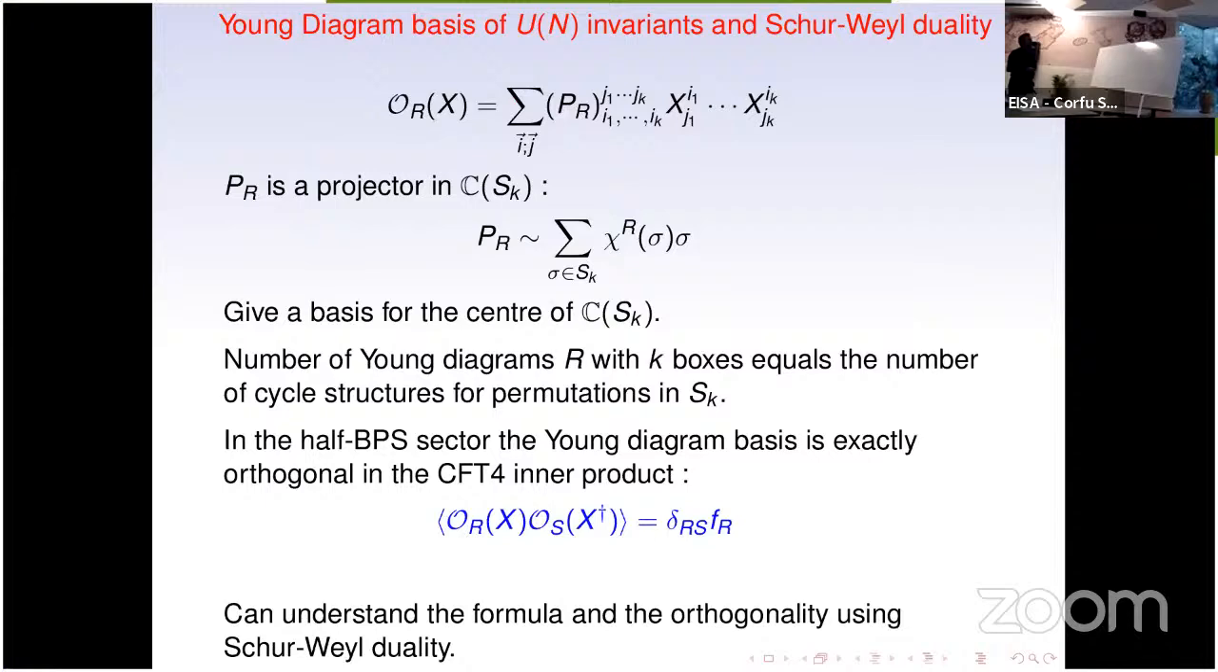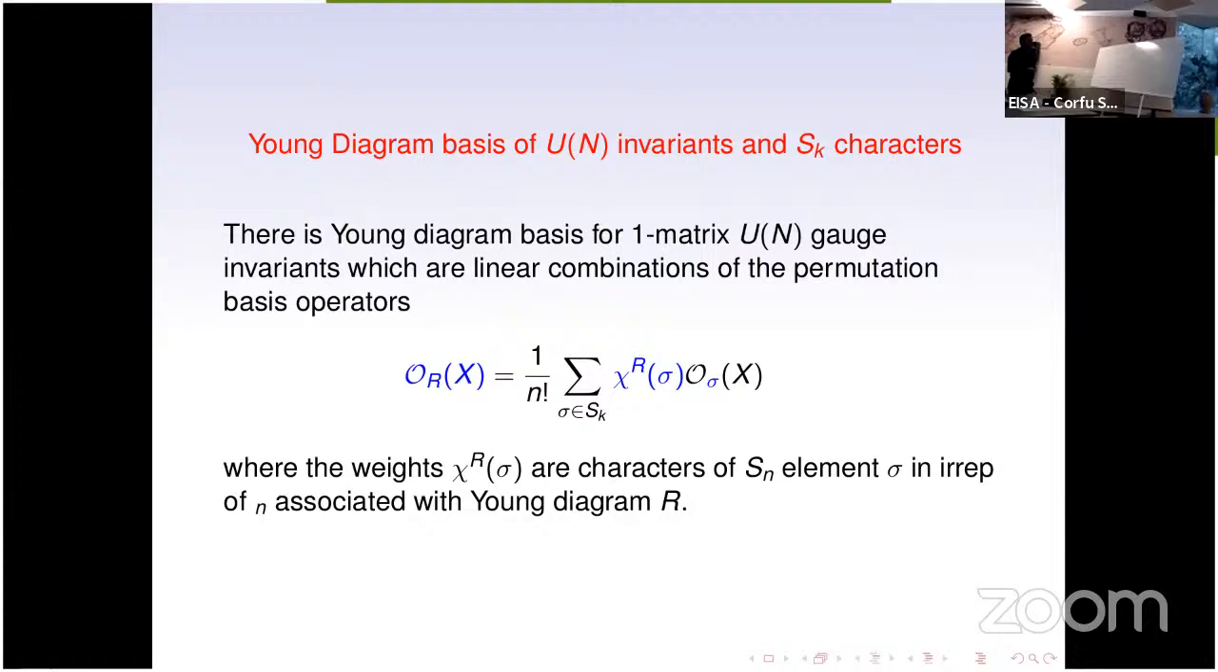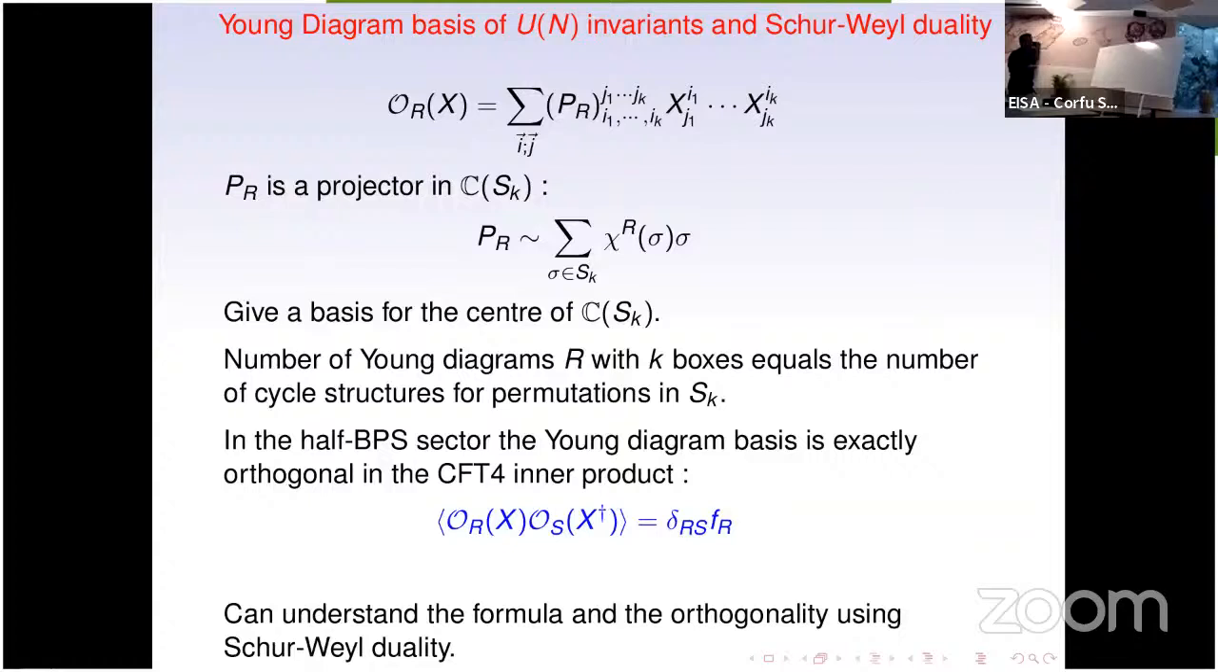and this particular combination of chi R sigma sigma is basically proportional to a projector in the group algebra of SK. These projectors are important. They give you a basis for the center of this group algebra of SK. So this Young diagram operator is basically a multiplication of X tensor K with the projector and then tracing everything. So that's a good way to think about these Young diagram operators.